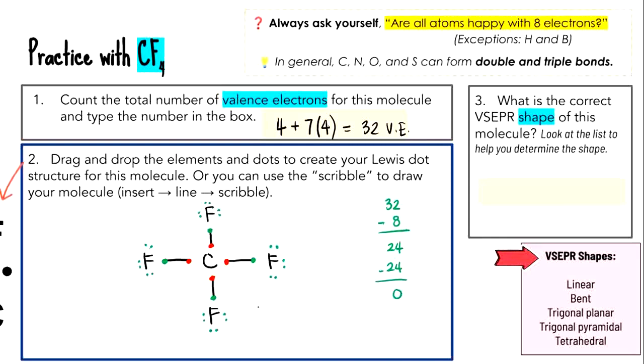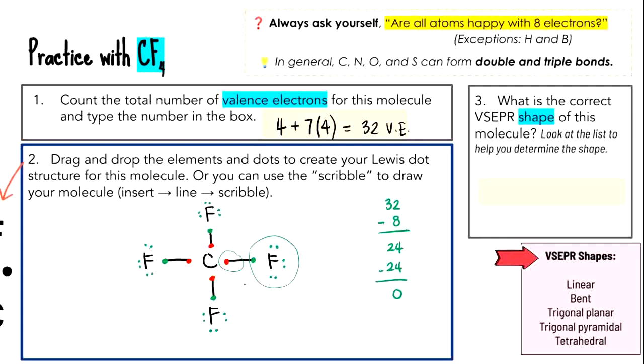So let's double check our work. Does each element have 8 valence electrons? Yes, it does. Carbon has a total of 8. Remember that when it shares electrons in a bond, fluorine's electron will count for carbon as well. And then each fluorine also has 8, 7 from fluorine, and 1 from carbon. So that's a total of 8. So we double checked our work and we're good. Every single element has 8 valence electrons.